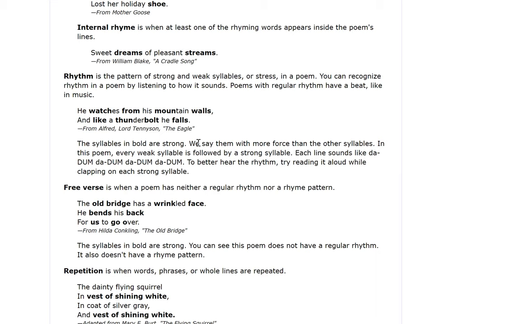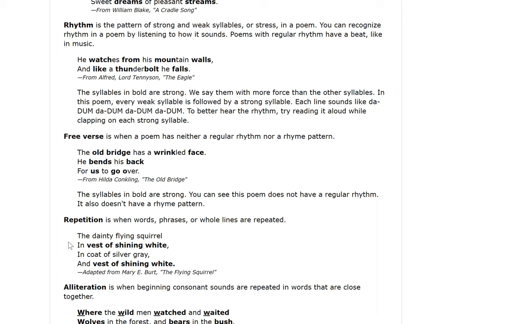Repetition is when words, phrases, or whole lines are repeated. So their example is, "The dainty flying squirrel in vest of shining white, in coat of silver gray, and vest of shining white." So they're literally repeating lines.